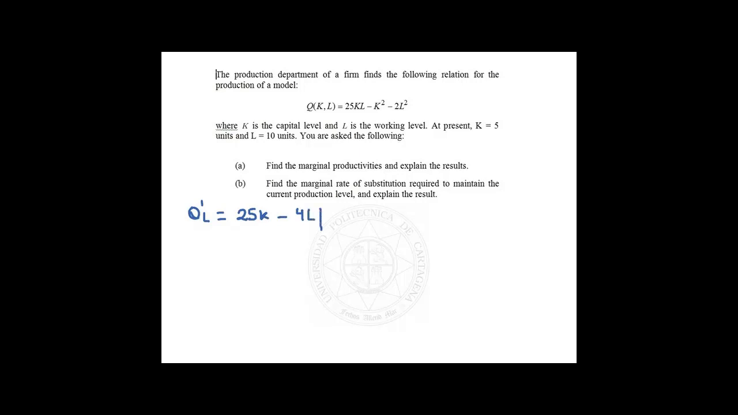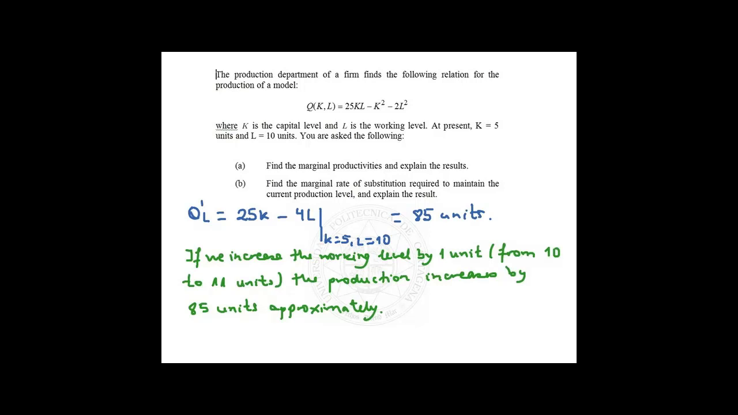So the partial derivative of this production function with respect to L is 25K minus 4L. To be able to evaluate this in the situation that we already have, K equals 5 and L equals 10, by doing this operation we get 85 units. That is to say, if we increase the working level by 1 unit, that is to say from 10 to 11 units, the production increases by 85 units approximately.